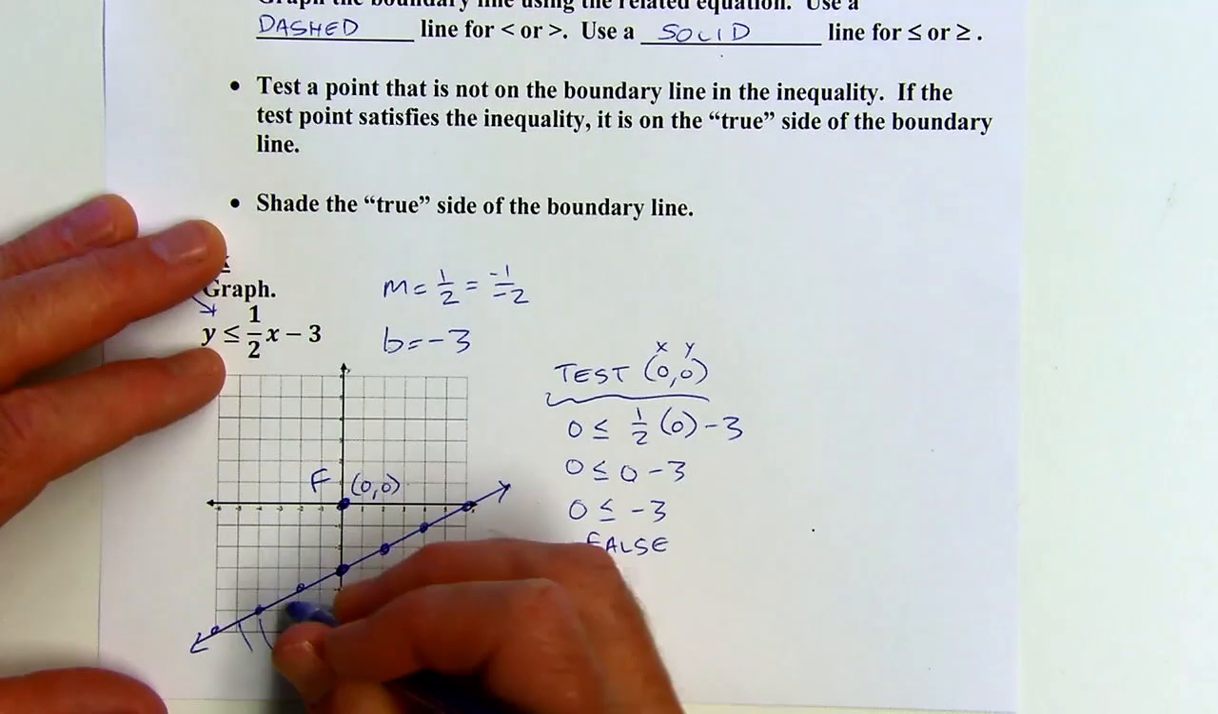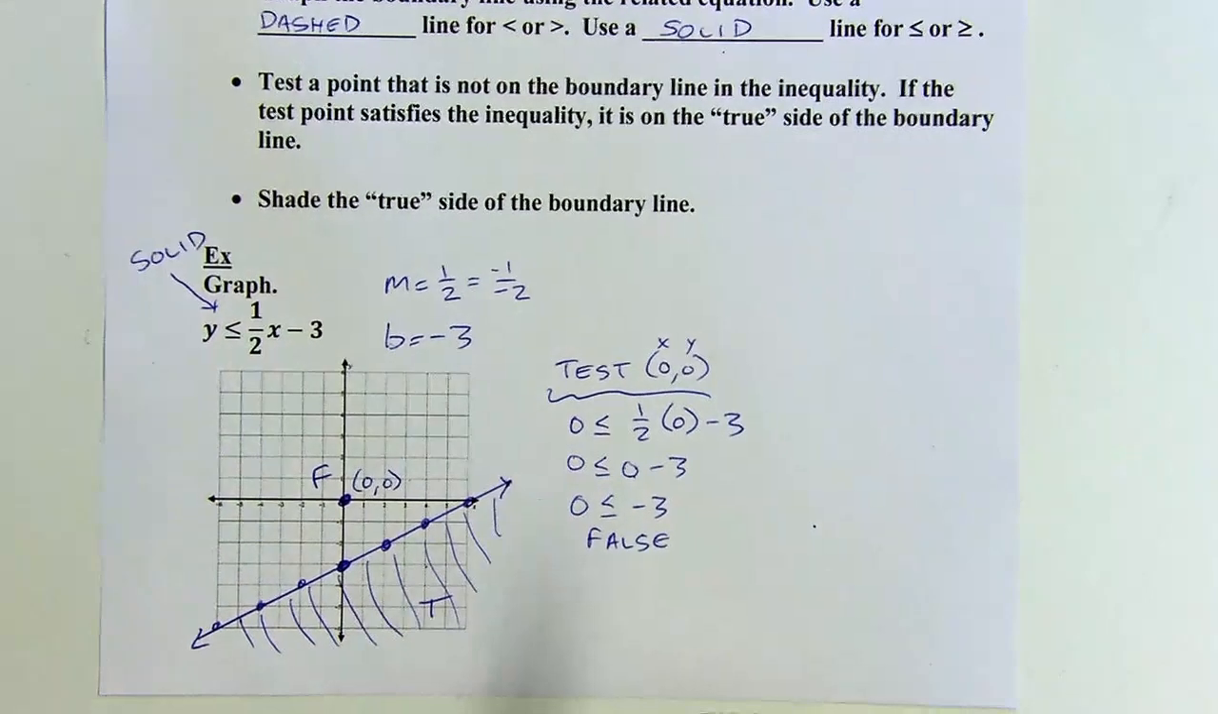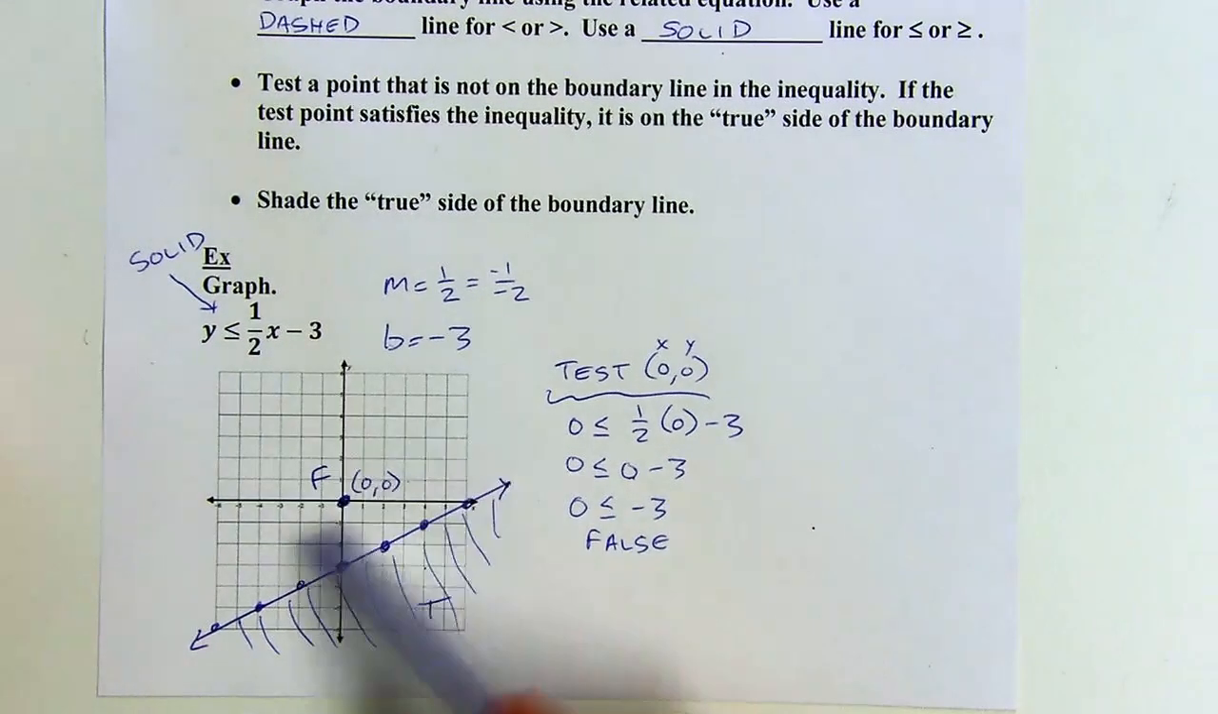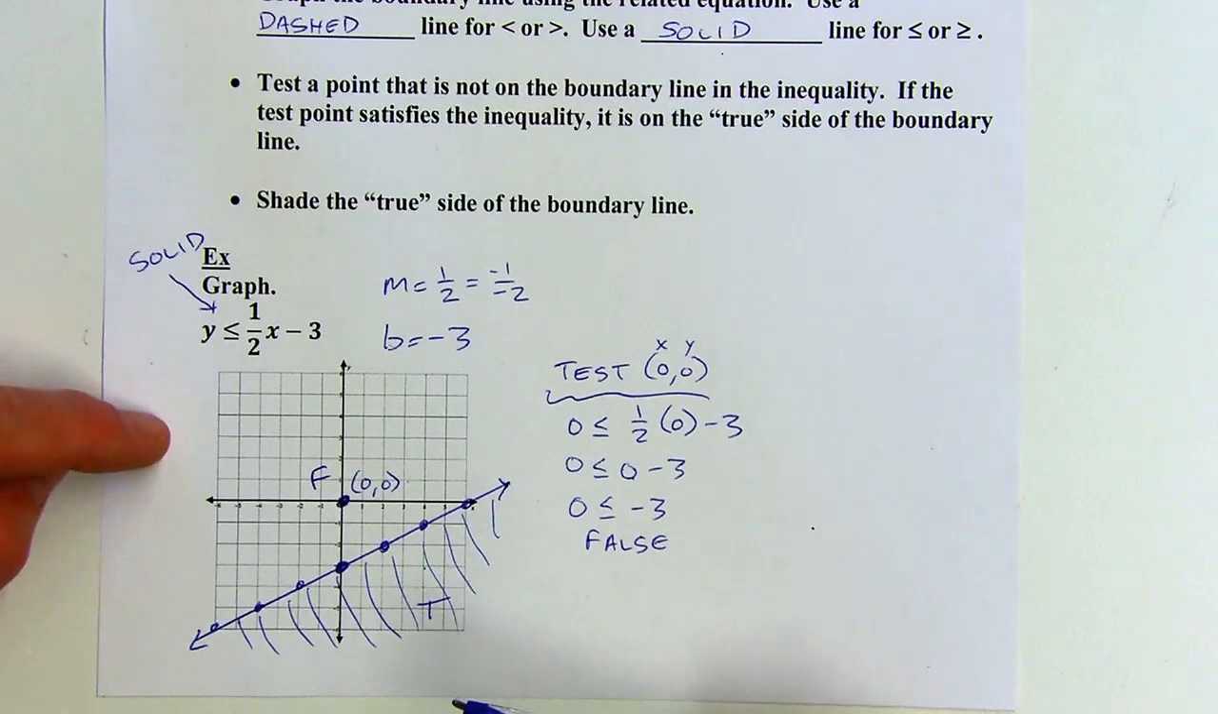So I'm going to shade the true side, and that's where all of my solutions are. Any point on this non-shaded side is not going to satisfy the inequality. Okay, so there I just split the world into two.